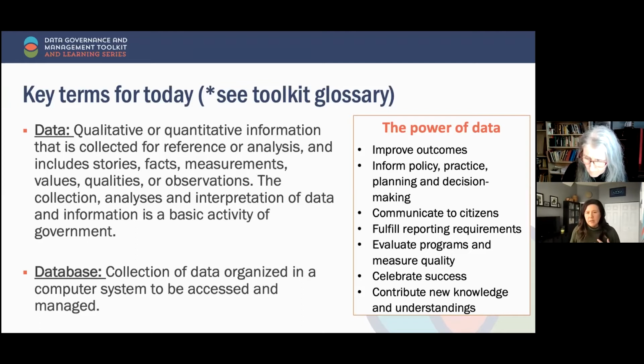As a result, it improves the quality of what we're delivering, improves the outcomes for our citizens, enables us to uphold our accountabilities, whether that's reporting to citizens, fulfilling reporting requirements of different funding agreements, celebrating success along the way, and ultimately creating new knowledge and understandings that, again, is part of a continuous improvement cycle that governments are responsible for delivering. A database is taking all of that collection of data in some sort of system where it can be accessed and managed. Next slide.